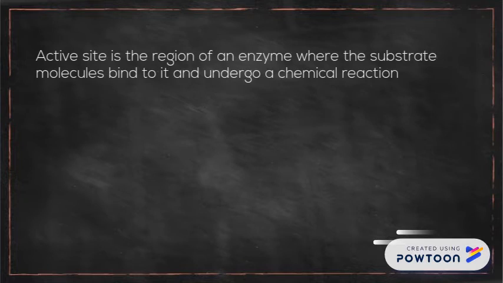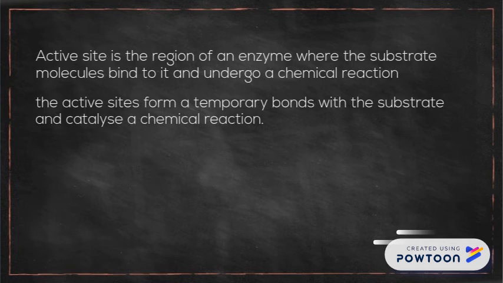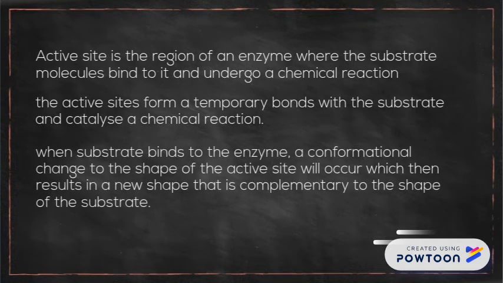Active site is the region of an enzyme where substrate molecules bind and form a temporary bond with the substrate and catalyze a chemical reaction. Once they bind, a conformational change to the shape of the active site occurs, which results in a new shape which complements the shape of the substrate.